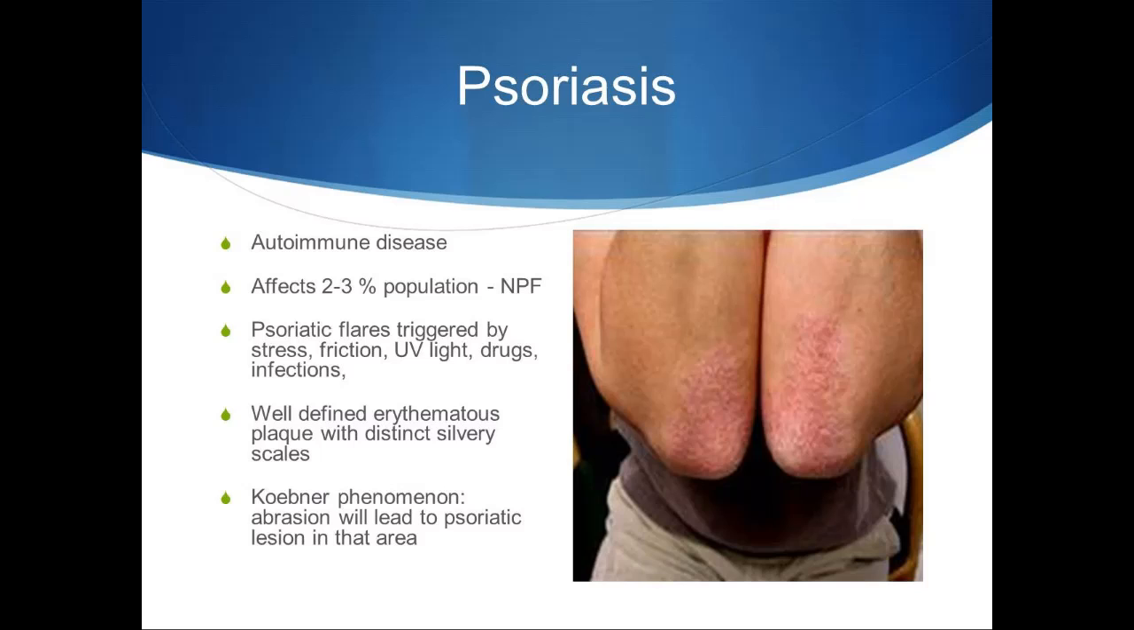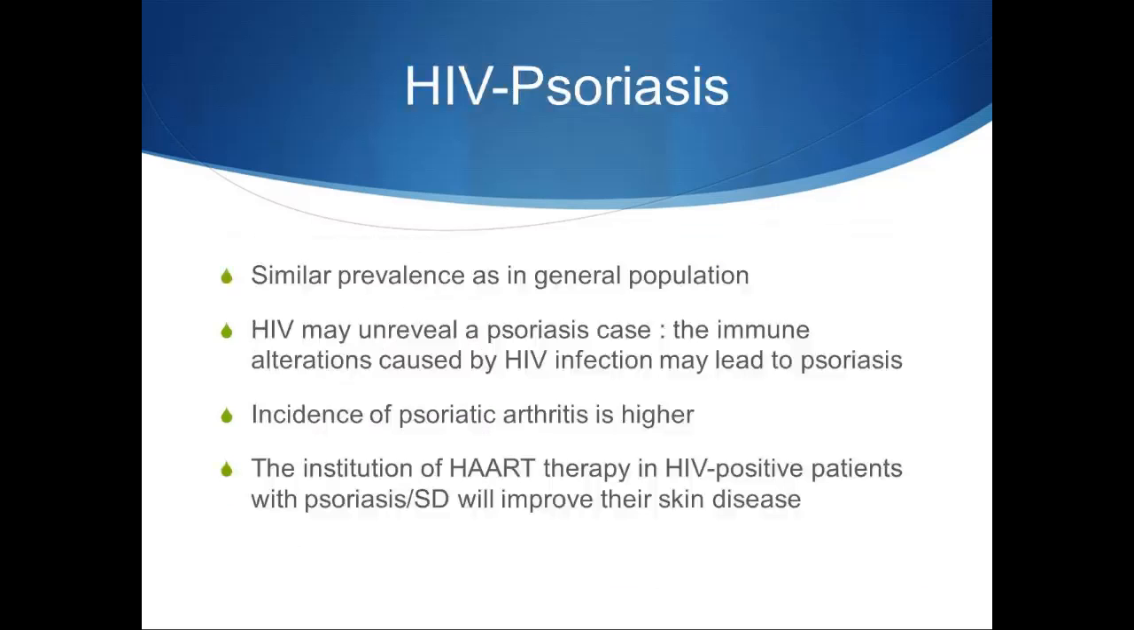Continuing with the papulosquamous rashes, we have psoriasis. A rapid review of psoriasis: it's an autoimmune disease affecting 3% of the population according to the National Psoriasis Foundation. These psoriatic flares are usually triggered by stress, friction, UV light, drugs, and infections, and consist of well-defined erythematous plaques with silvery scales. Also a quick reminder about the Koebner phenomenon seen in psoriasis, where an abrasion can lead to psoriatic lesions.